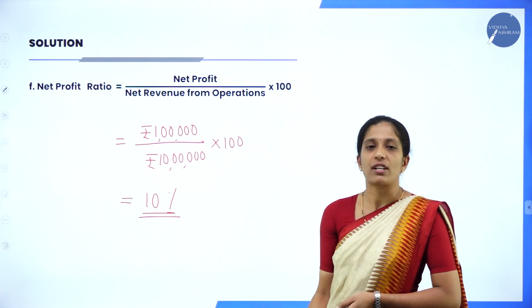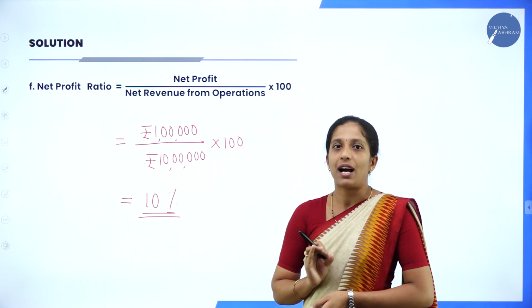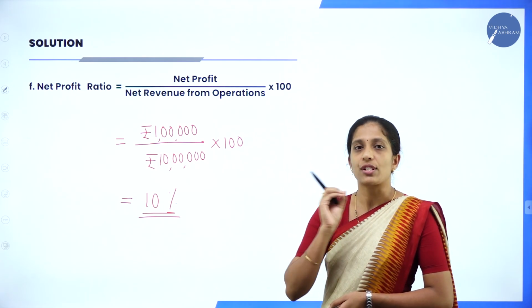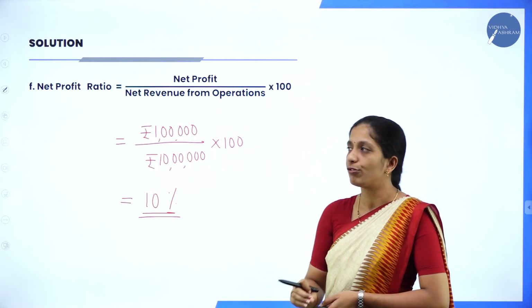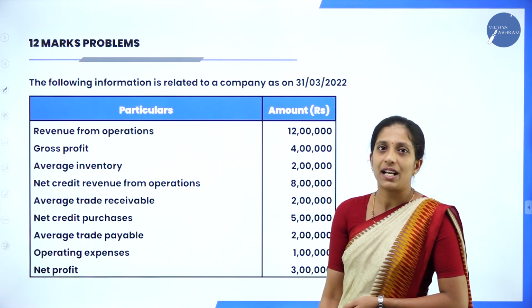So hope you are clear about it. Very easy to score 12 marks. So 6 ratios will be given. Just you have to know the formula and apply the formula. Now moving on to the next similar type of problem.